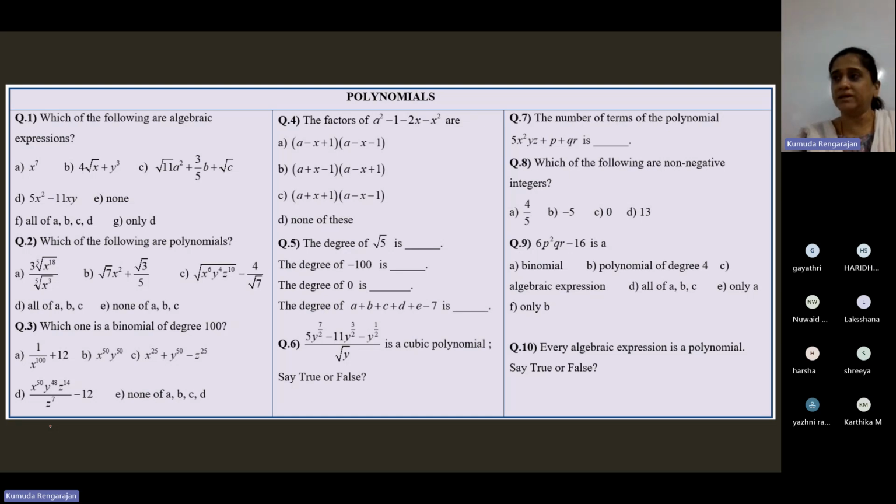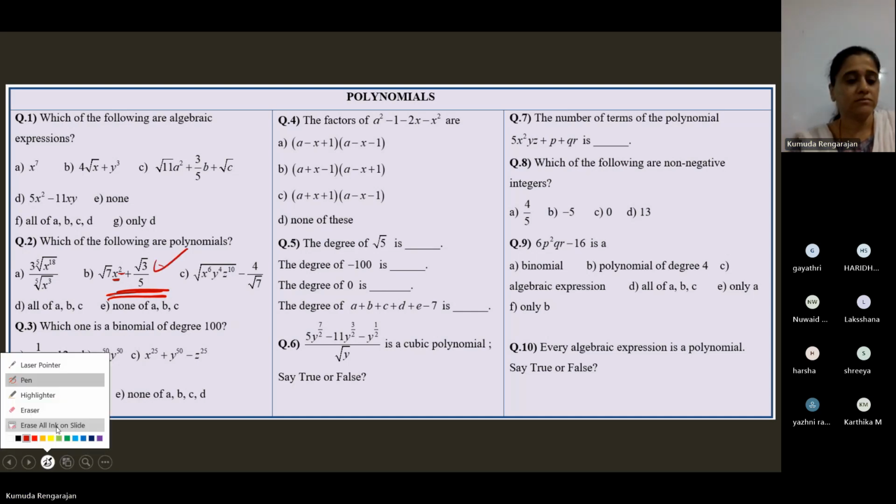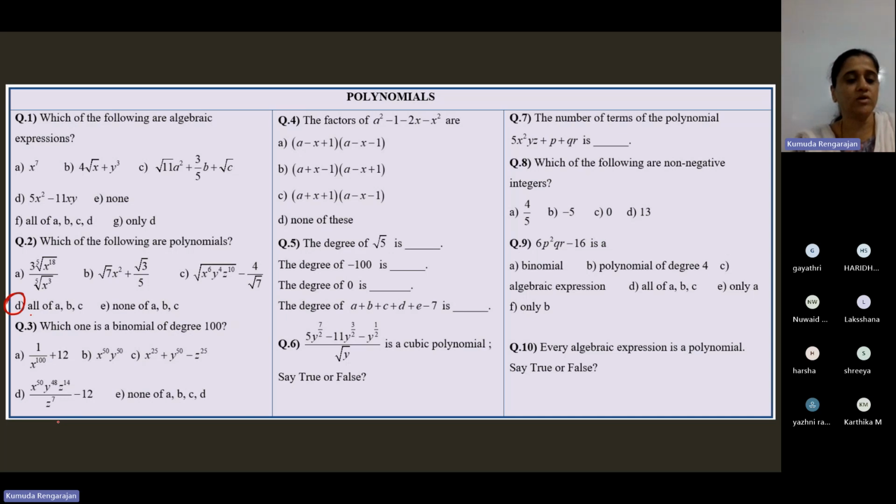Like in option B, second one, we had root 7 and root 3 by 5. We have nothing to do with them because the variable is x and its power is 2. So we are able to identify the power of the variable x. So no simplification is needed here because the variable is x and its power is 2, whole number. So this one is a polynomial. Okay, so this is the correct option.